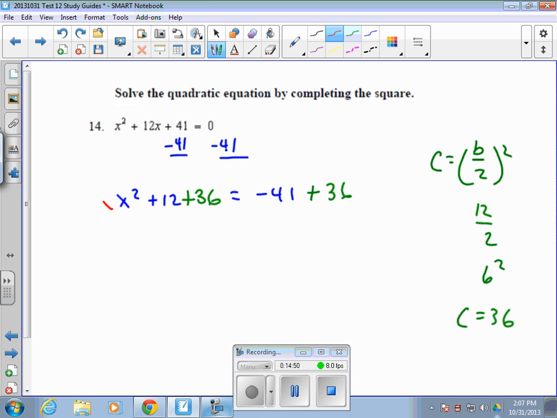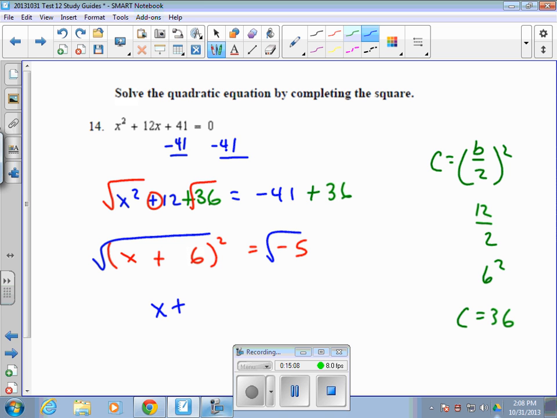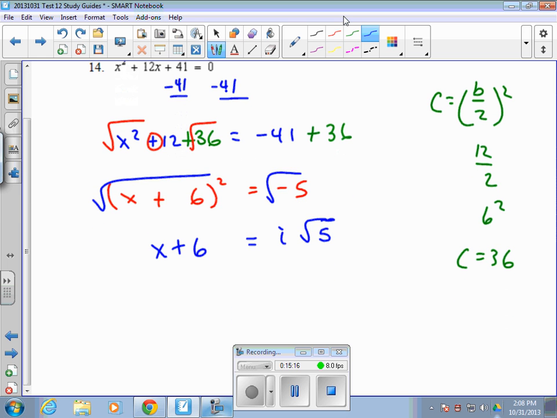Now we have a perfect trinomial. You can take the square root of that and get x, and the square root of that and get 6. This tells you that they're adding together, and we know that it's a binomial squared. Negative 41 plus 36 is negative 5. So now undo squaring something by taking the square root of it. X plus 6 equals i times the square root of 5. So then just get rid of plus 6 by subtracting it out of there on both sides. So now we have x equals negative 6 plus or minus the square root of 5 times i.